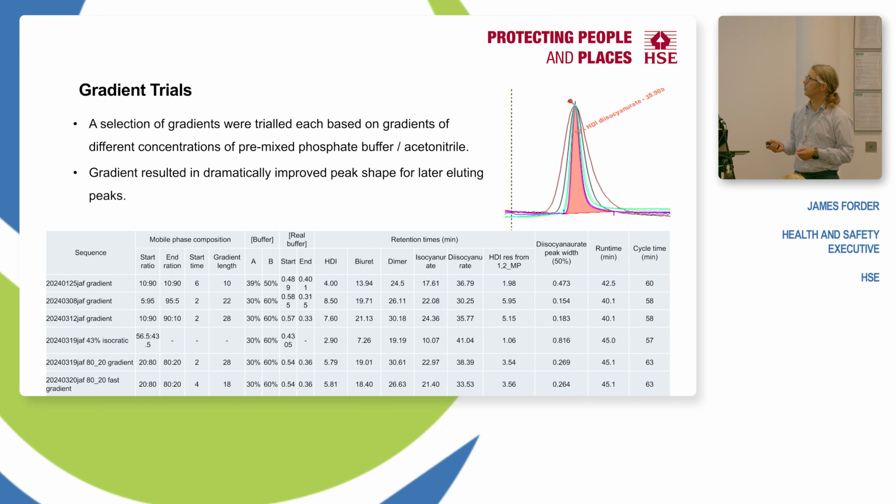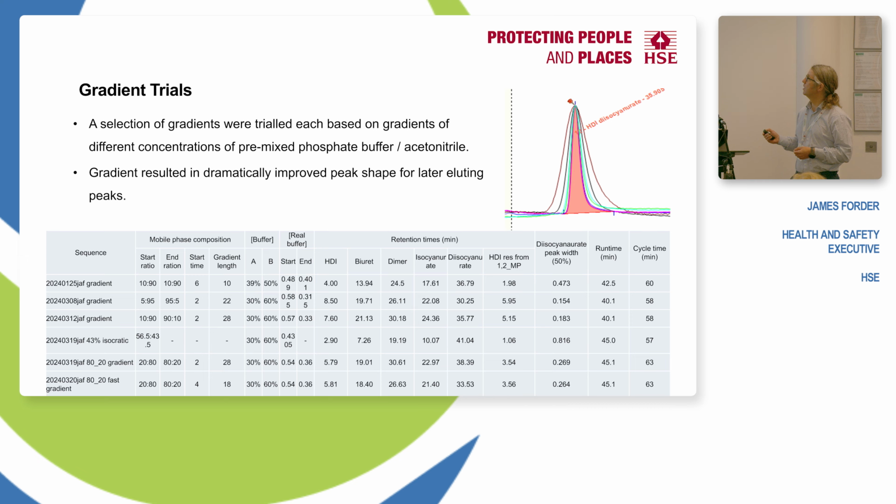Then I tried out different gradients. I'm sorry, there's a lot of data on this slide to read, but this is the first gradient, 40% to 50% buffer. I expanded that out, from 30% buffer going out to 60% buffer, in stepwise changes, so 5 minutes, 10 minutes. The peak shape vastly improved.